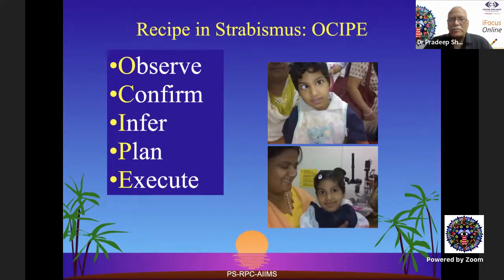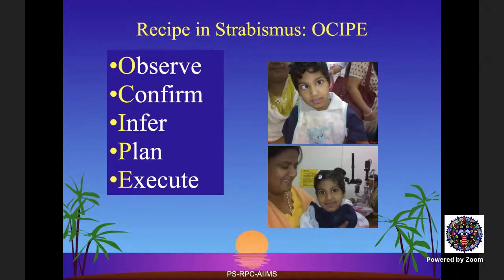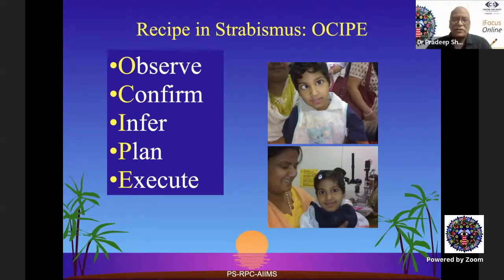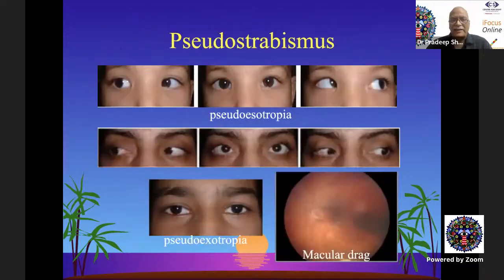OCIPE. O for observation, C for confirmation, I for inferring, P for planning, and E for executing. This 5-pronged approach is what I usually suggest: we should have very good observation, because when we are dealing with children, they give us little time for observing. So you have to be a very sharp observer. And then you do basic simple tests which will confirm that observation. And then you can infer in your mind what to do and finally plan and execute.